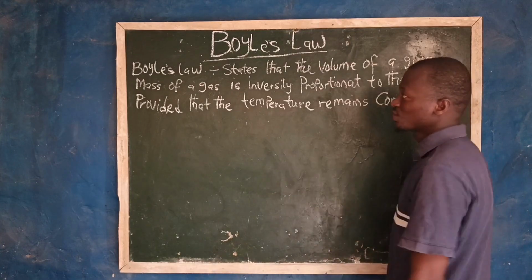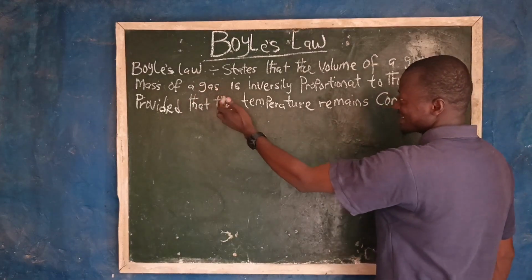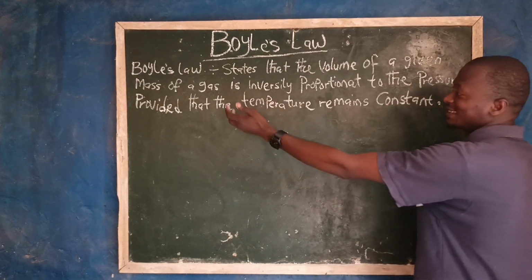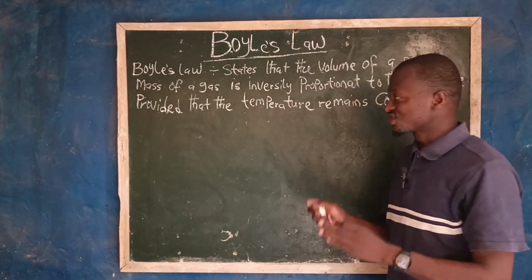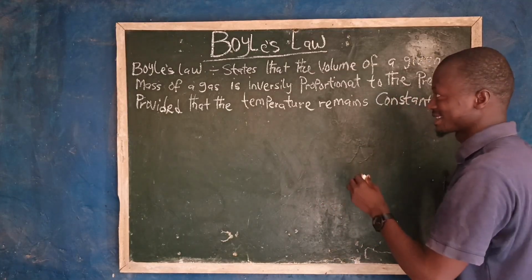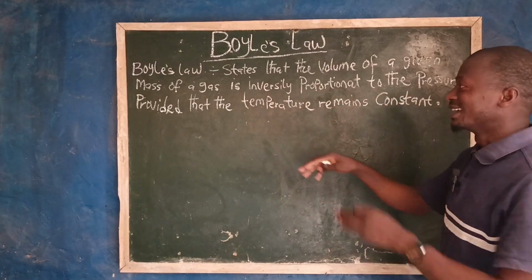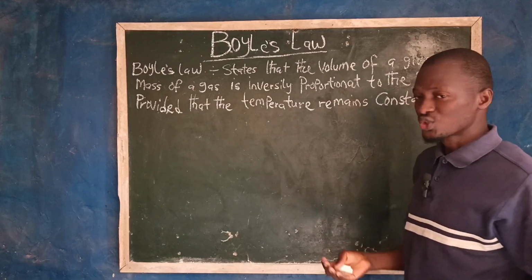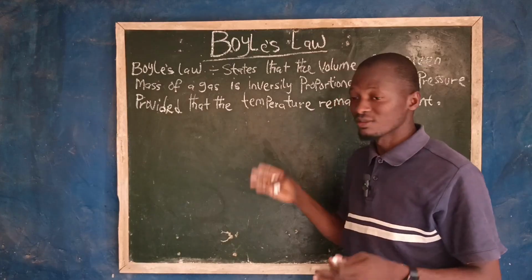Boyle's law states that the volume of a given mass of a gas is inversely proportional to the pressure, provided that the temperature remains constant. When we say Boyle's law, we mean pressure and volume. You understand? This is the clear definition of Boyle's law.